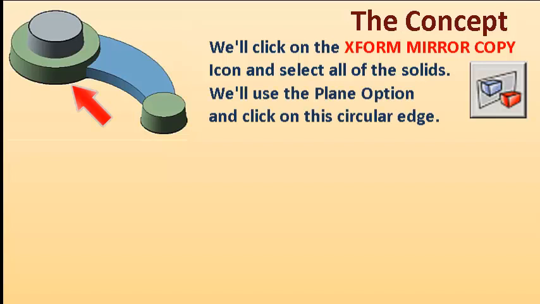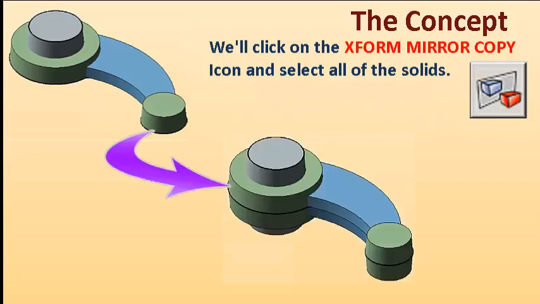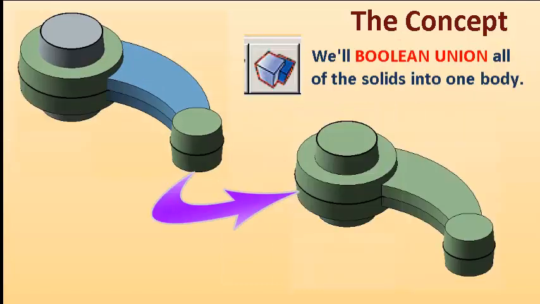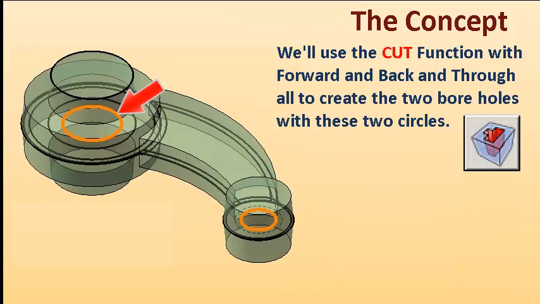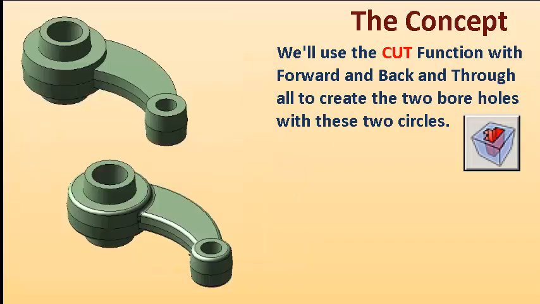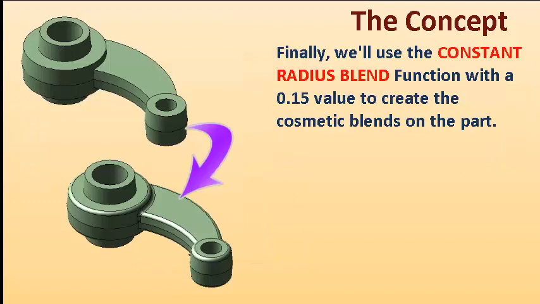We'll click on the X-Form Mirror Copy icon, select all of the solids, and we'll use the plane option, picking on that circular edge. This will give us the solids at the bottom. We'll Boolean union all of the solids into one body. We'll use the cut function with forward and back and through all to create the two bore holes with these circles. And finally, we'll use a 0.15 constant radius blend to create the cosmetic blends on the part.